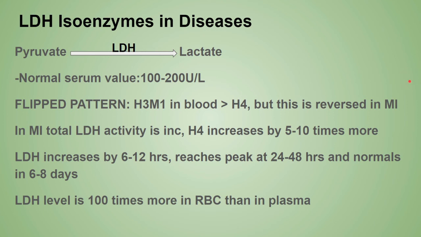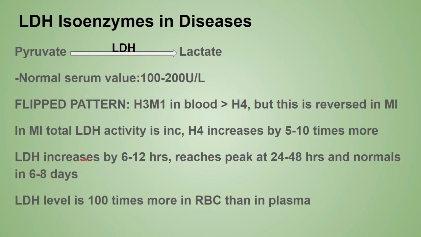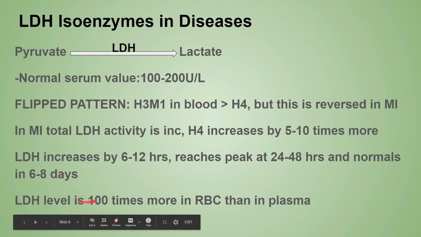Now remember, in myocardial infarction the total LDH activity, meaning the total activity of all these isoenzymes, is increased. The H4 isoenzyme is comparatively increased around 5 to 10 times as compared to a normal healthy human being. Also, the LDH level starts to increase by 6 to 12 hours, reaches its peak at 24 to 48 hours, and normalizes at 6 to 8 days.